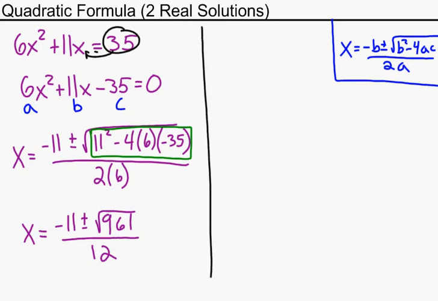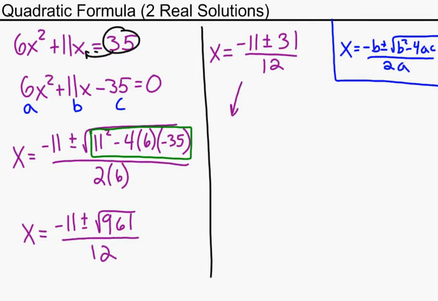so I focus on getting that correct before I go any further. Now if I take the square root of 961, I find out that 961 is a perfect square, so x is negative 11 plus or minus 31 divided by 12. I have my two solutions because of the plus or minus. All I have to do now is break this up into the two solutions.